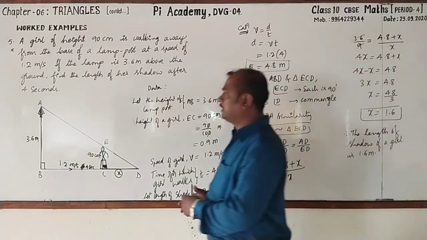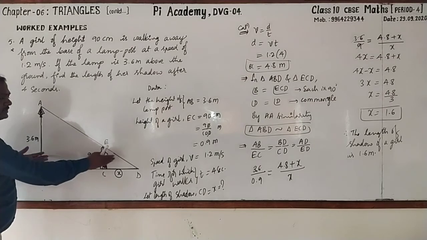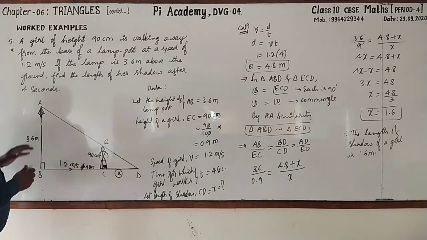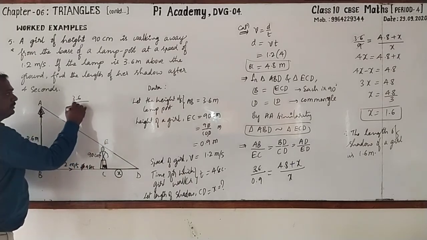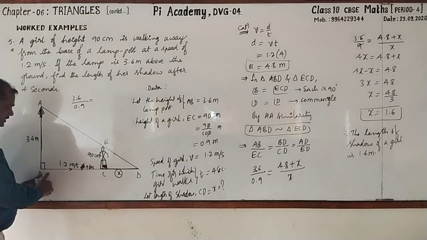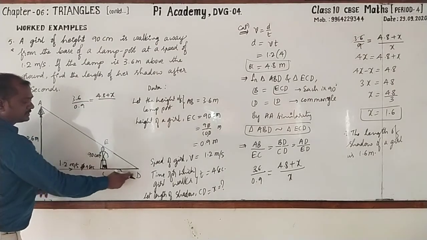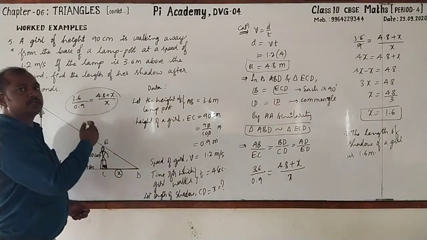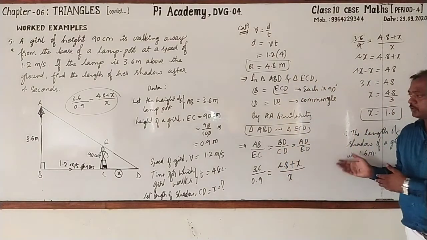Look here. They have given that the lamp is perpendicular to the ground, and the girl is perpendicular to the ground. Then obviously the triangles will be similar. You can write directly like this. 3.6 by 90 centimeter, means 0.9, is equal to BD. Here speed and time: speed into time is distance. So 1.2 into 4 is 4.8. 4.8 plus x by CD, x. You just use it for calculation. Followed? Yes, go for copying this.